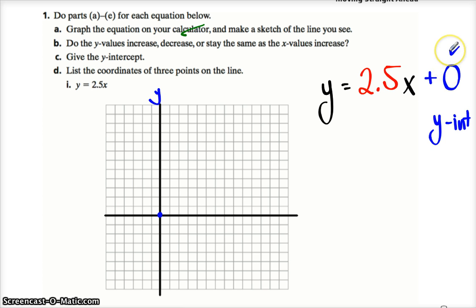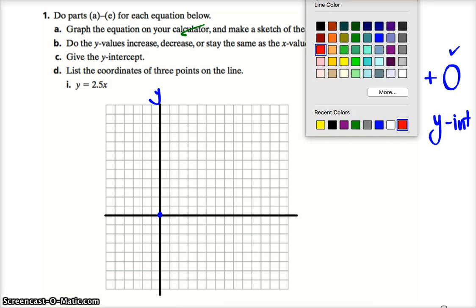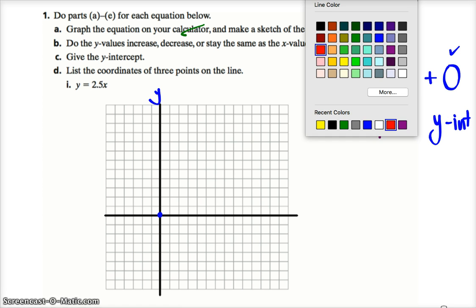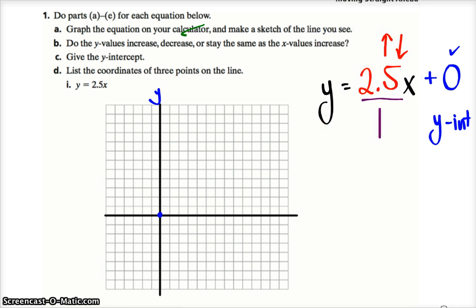Okay, that's this part. Now this 2.5, that's my rate. That's my change in y. Okay, so I'm going to make this into a fraction, 2.5 over 1. Now my top number, that's my change in my y value. So that's either going to go up or it's going to go down. And then my left and right values, these two, are my x change. It's either going to go right or it's going to go left.